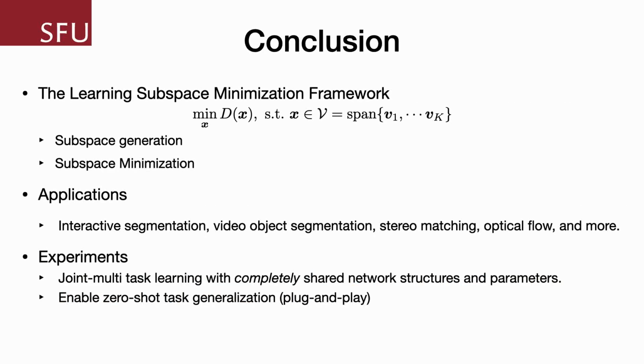In summary, we propose to minimize the data term with subspace constraint generated from CNNs adaptively. It supports many low-level applications. We can share both the network structures and parameters for different tasks, and even support plug-and-play of a task which is unseen during training. Thank you.